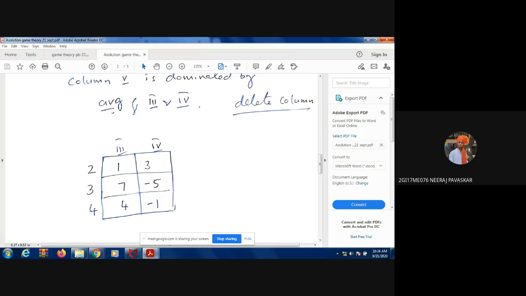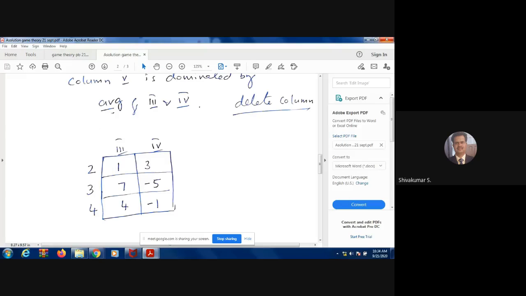Row 4 is dominated by the average of rows 2 and 3. Correct. Okay, so now you have to take the average. Row 4 is dominated by the average values of 2 and 3, so delete row 4. You take the average of 2 and 3. That is 7 plus 1, 8, divided by 2, 4, and minus 5, 3, it becomes minus 1.